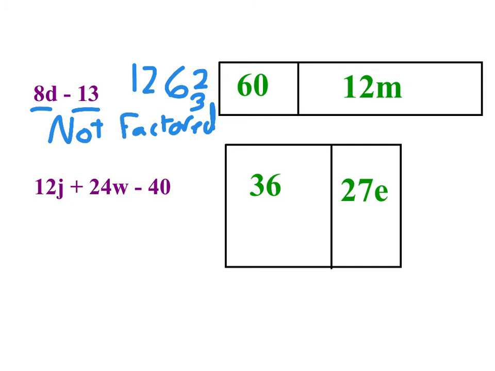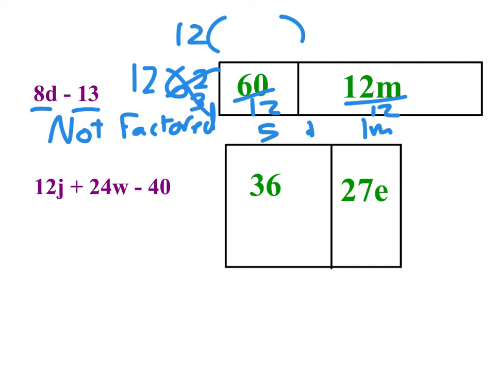We're just going to do it with the greatest common factor. So I'm going to divide out a 12. That means I'm not going to choose the 6, the 2, or the 3. When I divide by 12, this becomes a 5. When I divide by 12, this becomes a 1m. And so now I would just put 12 times the quantity 5 plus m.